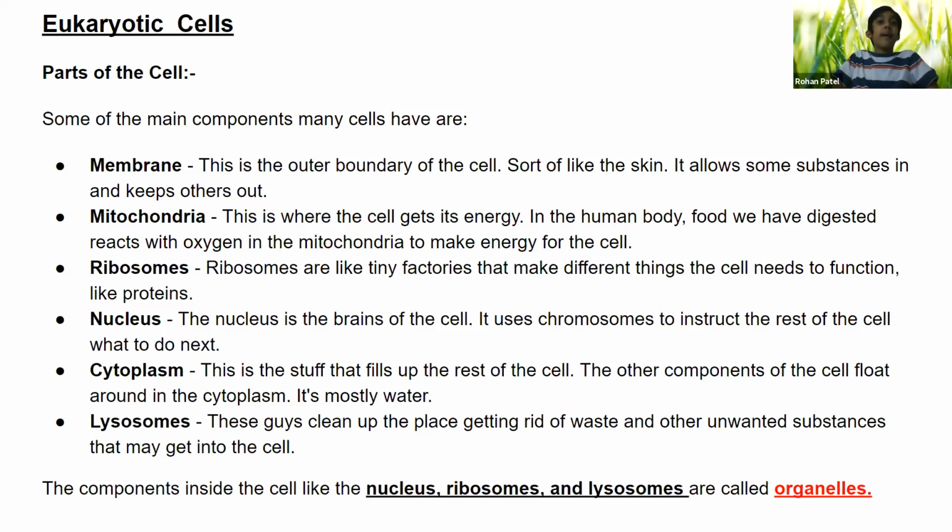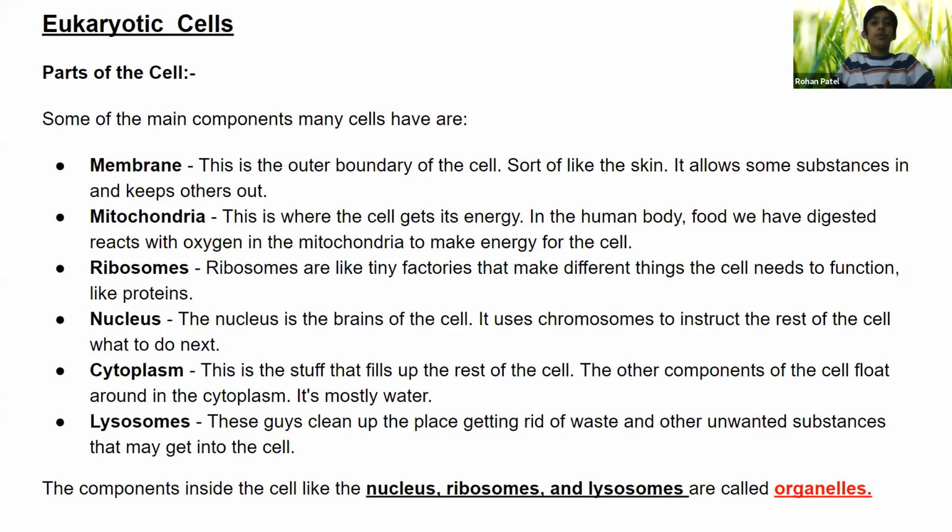So we can think of the cell membrane as like a door. It lets the things that we need inside, but it also keeps unwanted things that we do not want outside. The mitochondria is where the cell gets its energy. In the human body, food we have digested reacts with oxygen in the mitochondria to make energy. So we can think of the mitochondria like the powerhouse of the cell. It's like the electricity generator of our house. It creates the power, it creates the energy for the whole cell to work.